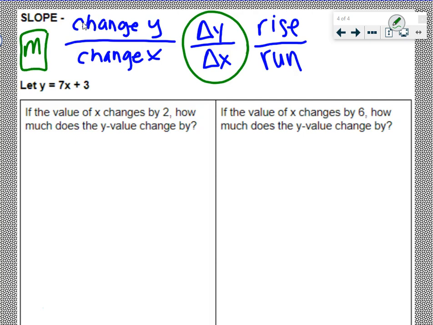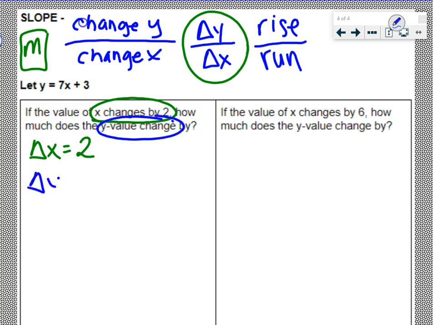So we have, let y equal 7x plus 3. If the value of x changes by 2, how much does the value of y change by? So we're saying if your change in x is equal to 2, how much does the value of y change by? What is your change in y?